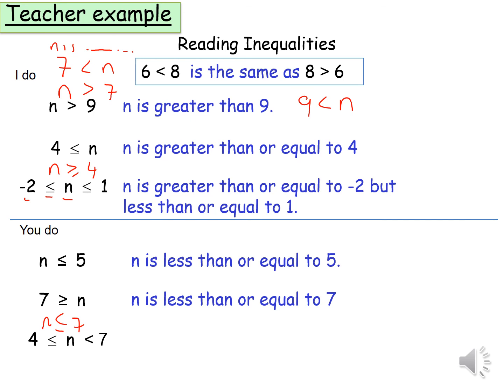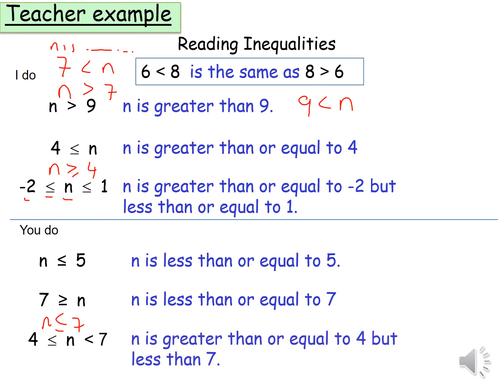And then the last statement, okay, 4 is less than or equal to n, less than 7. Well, n is greater than or equal to 4, but it is less than 7. Okay, I want you to make sure you've got all these examples copied out, as they will help you with the main tasks.